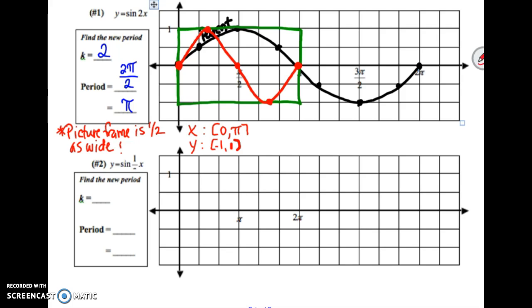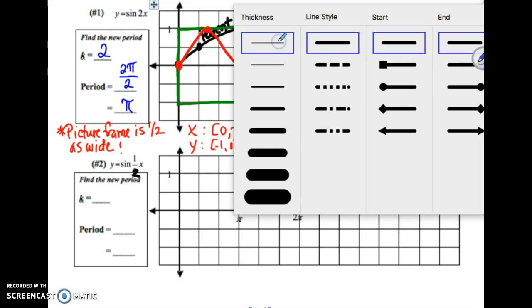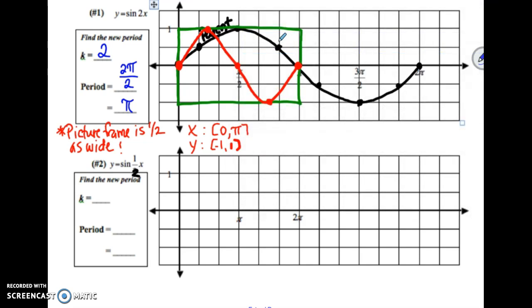All right, let's take a look at our second example, I know it's a little bit cut off here. Our second example is y equals 1/2. That's supposed to be a 2 under there. Y equals 1/2 sine of x. So our k value this time is 1/2, which means that our period is going to be 2 pi divided by k. So 2 pi divided by 1/2 is really 2 pi times 2, which gives us a period of 4 pi.